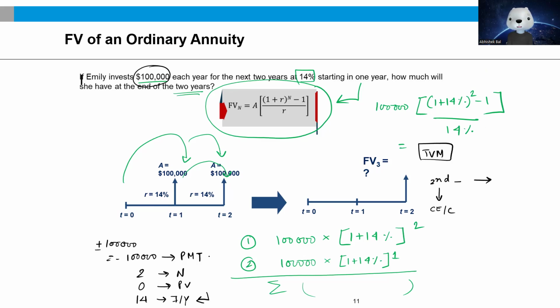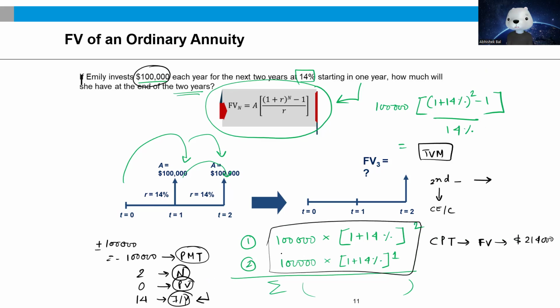Once you've done that, that means you've correctly fed all the 4 values. You've pressed the periodic payments, the number of periods, the present value and the interest rate. All that you want is for the calculator to give you the future value of this entire yield. So press the button CPT and press FV, and you're going to get a value of $214,000.